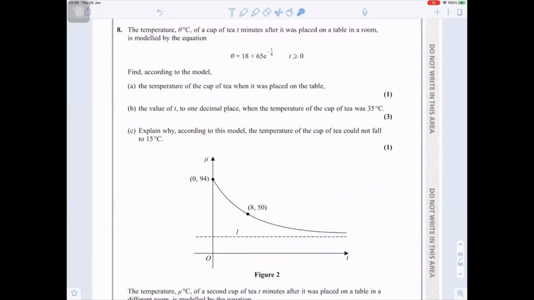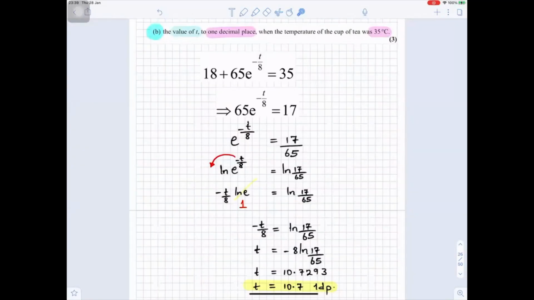Find, according to the model, part B, the value of t to 1 decimal place when the temperature of the cup of tea was 35 degrees Celsius. When the temperature of the cup of tea was 35 degrees Celsius, we replace theta with 35. It's plus 18 on the left. We'll take it to the right. 35 minus 18 gives you 17. It's times 65. We take it to the right. It becomes divided by 65.